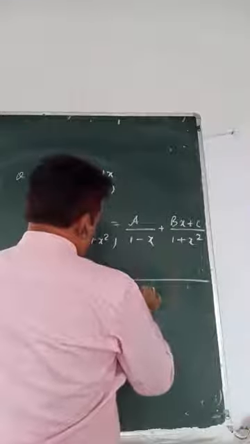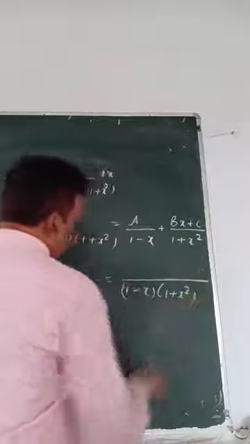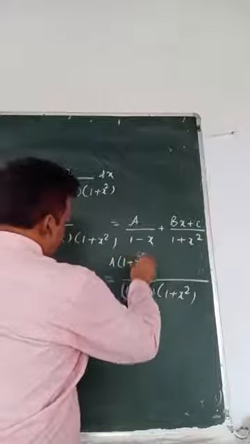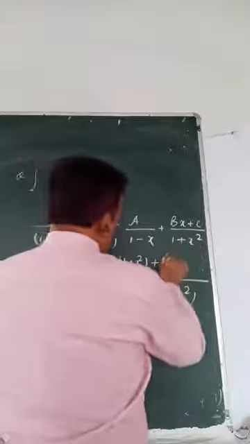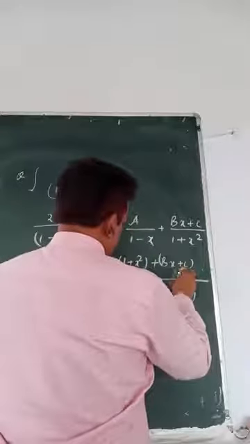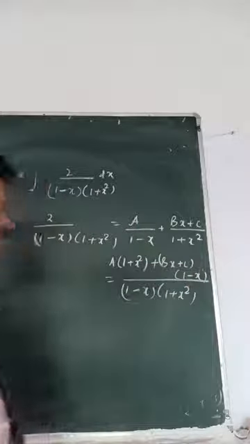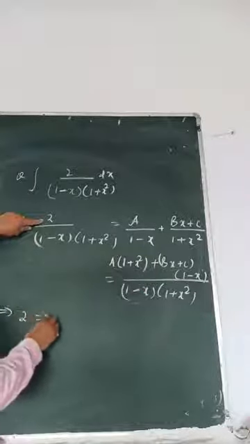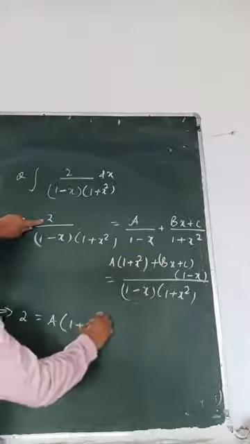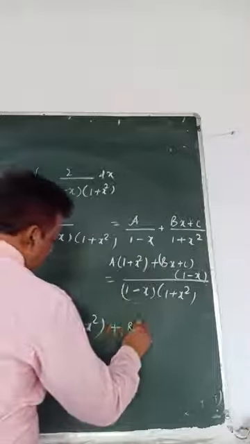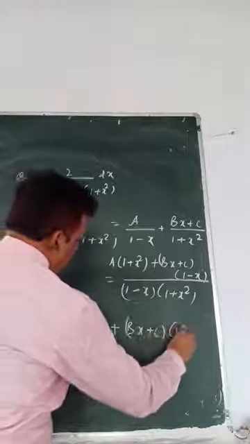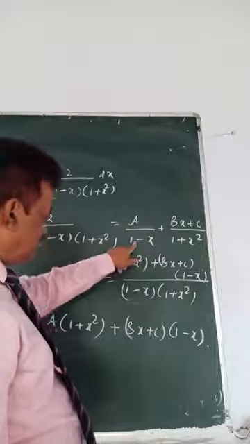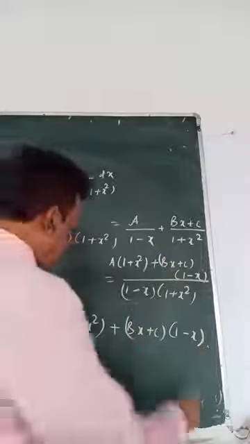1 minus x, 1 plus x square. This will be multiplied here: A into 1 plus x square, bx plus c into 1 minus x. Now numerator equals numerator. 2 equals a into 1 plus x square plus bx plus c into 1 minus x. Okay, look here. First clue is put x is equal to 1. Same method what you are doing. Write this as equation number 1 also.